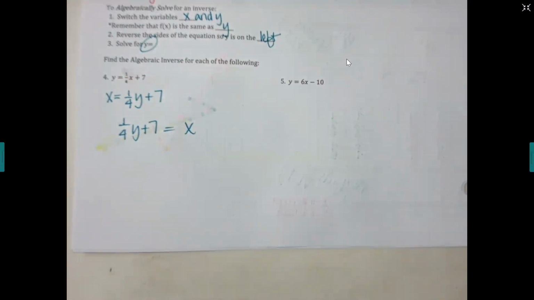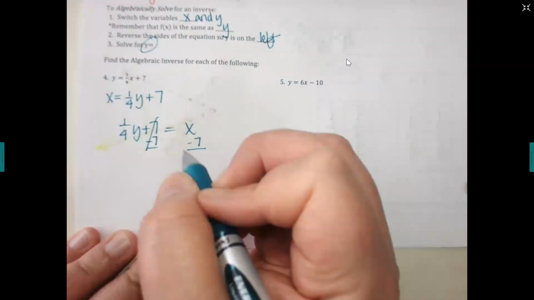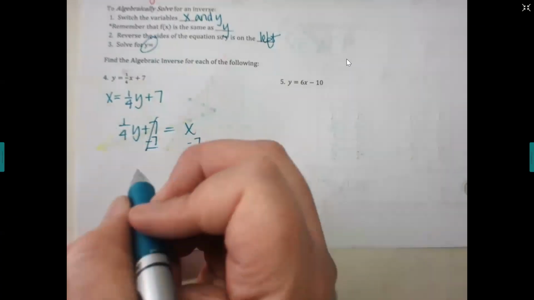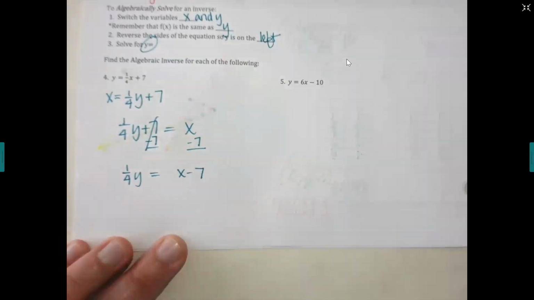From there, I need to get rid of a plus 7. How do I do it? Minus 7. Whenever you subtract, make sure that you do it on both sides. So now I have 1/4 y equals x minus 7.